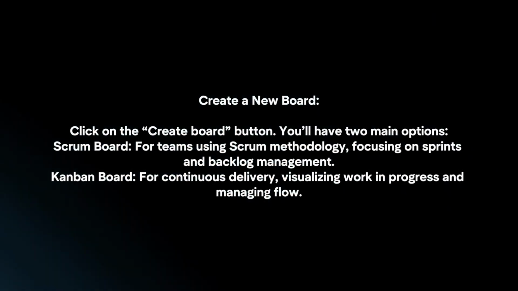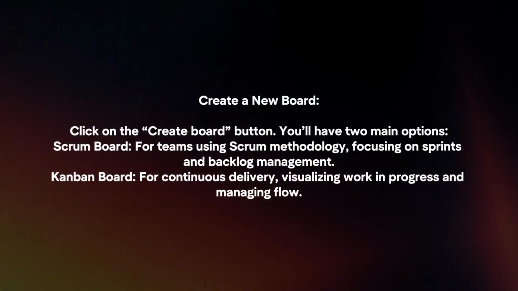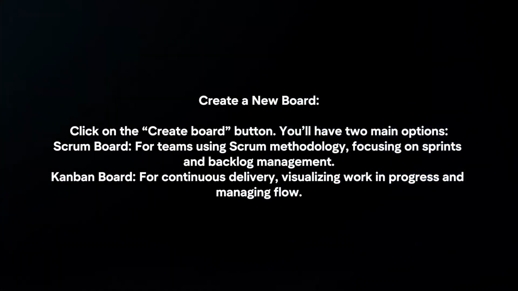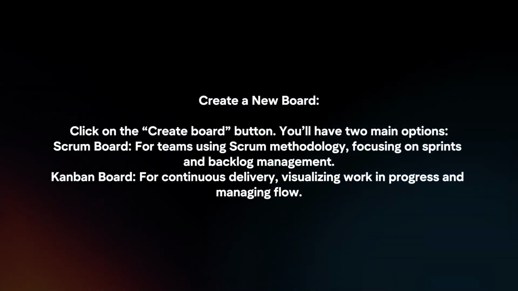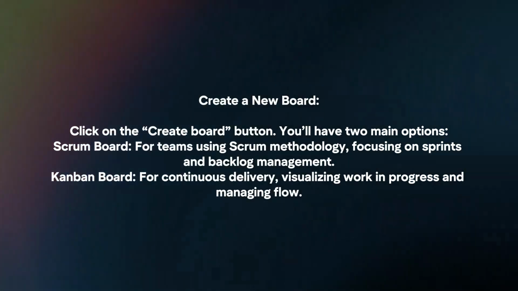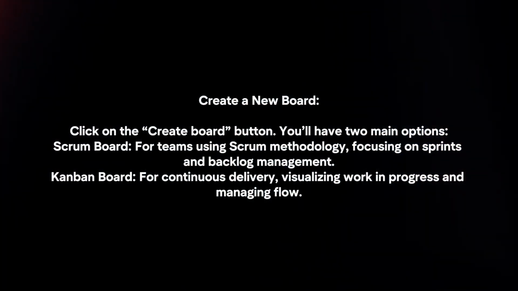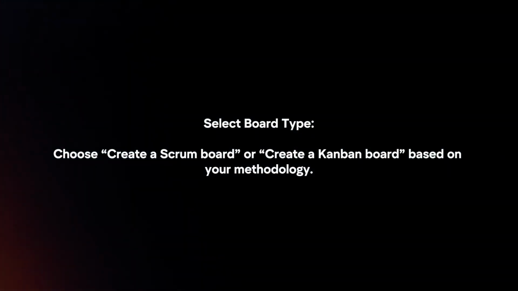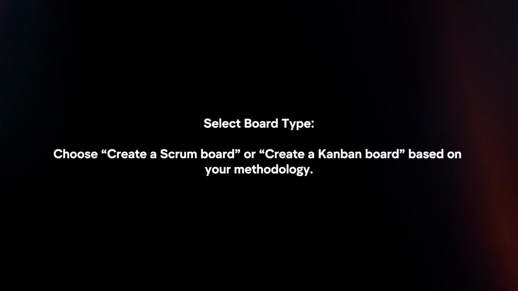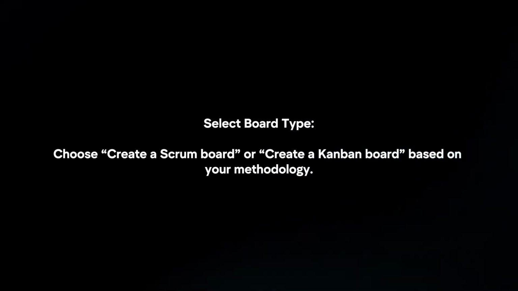You will have two main options. Scrum Board, for teams using Scrum methodology, focusing on sprints and backlog management. Kanban Board, for continuous delivery, visualizing work in progress and managing flow. Select board type. Choose Create a Scrum Board or Create a Kanban Board based on your methodology.